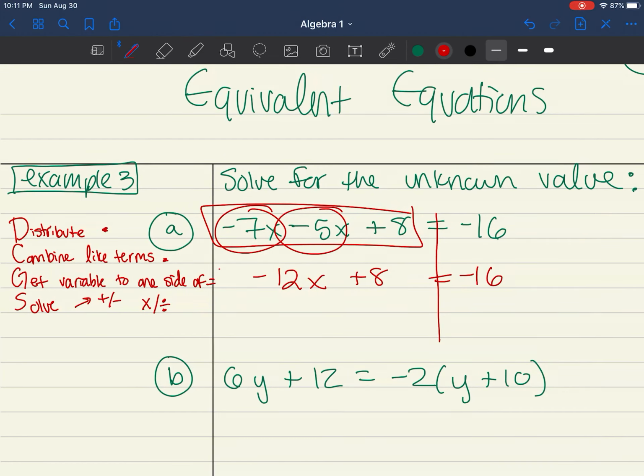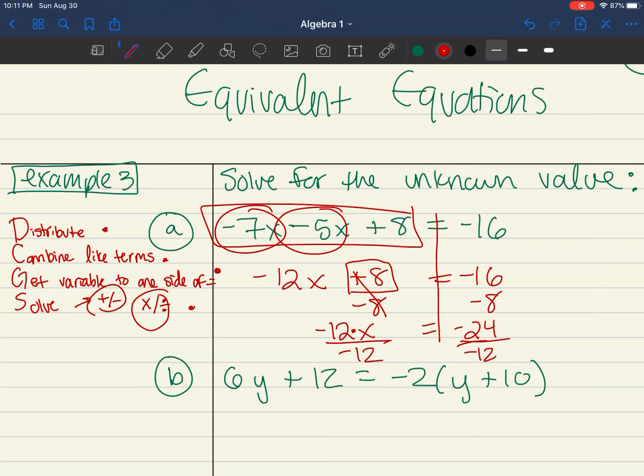I do not need to worry about this step where I get variable to one side of the equal sign because there's only one x in this problem, so that's good. And then I'm going to continue solving, which usually is adding, subtracting, and then some form of multiplying or dividing. So I'm going to find this constant here, and I'm going to get rid of it by doing the opposite, which is subtraction. And then negative 12x equals negative 24. And now this negative 12 is being multiplied by that x. So I'm going to divide by negative 12 here. And negative 24 divided by negative 12 is a positive 2.